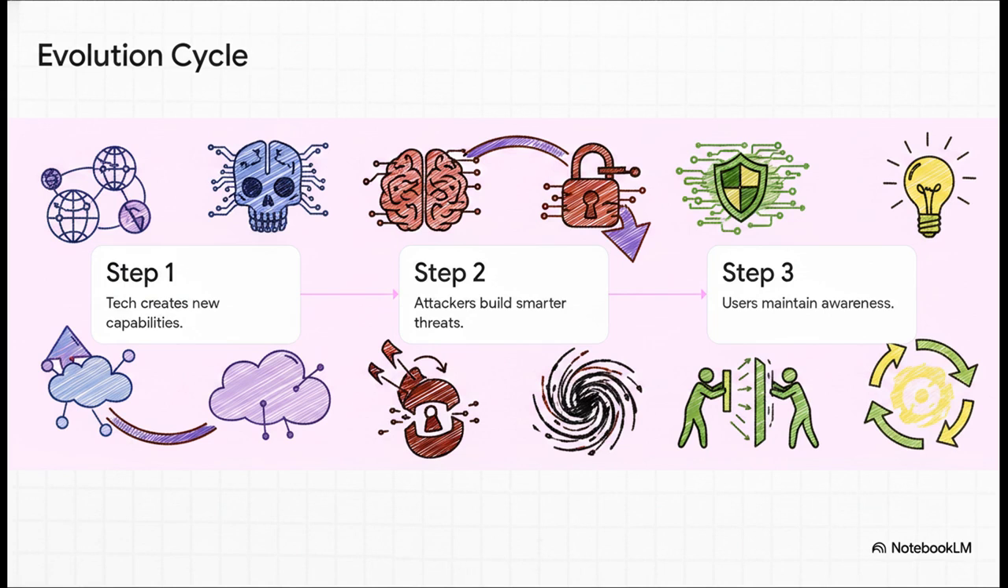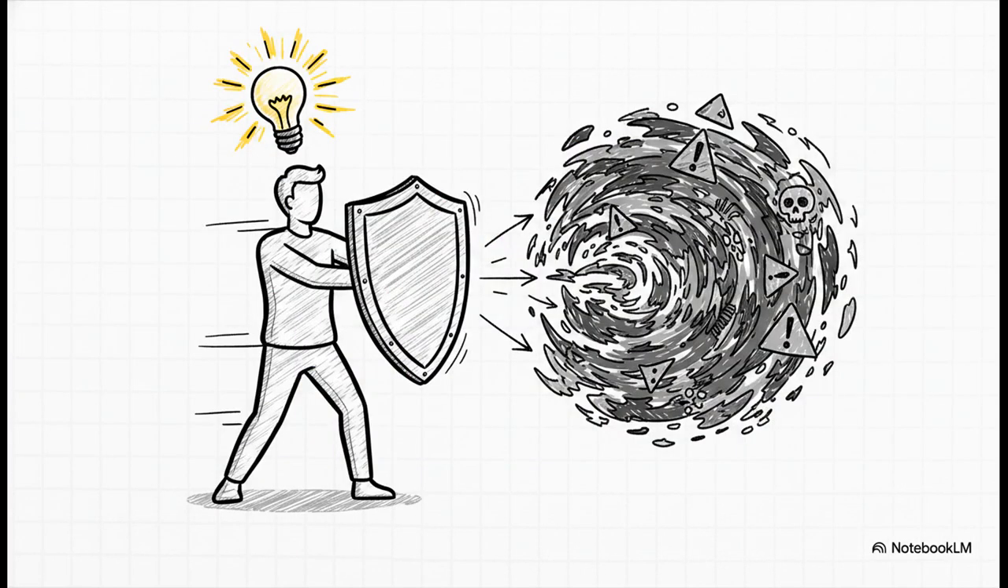Users maintain awareness to defend themselves. This is a continuous evolutionary arms race between smart systems and smart attackers. But human vigilance? That remains a critical circuit breaker. Technology evolves, and so do threats. It's a fundamental truth of the digital age.